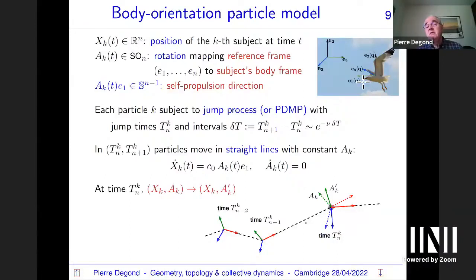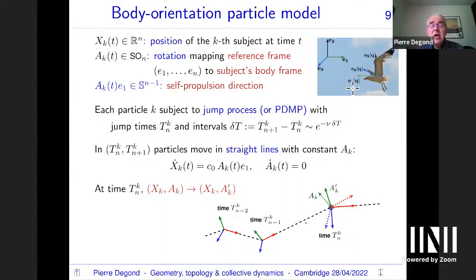Actually, to parameterize a frame, the only way I see, maybe there are others, is to define the reference frame and look at the unique rotation that maps this reference frame to this local body frame. So here there is a little bit of difference in notation.